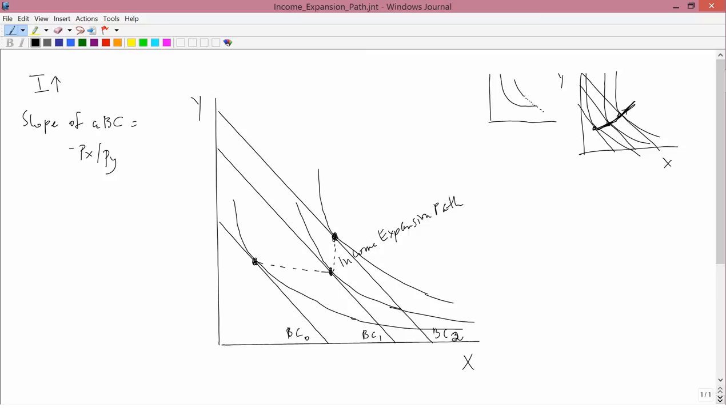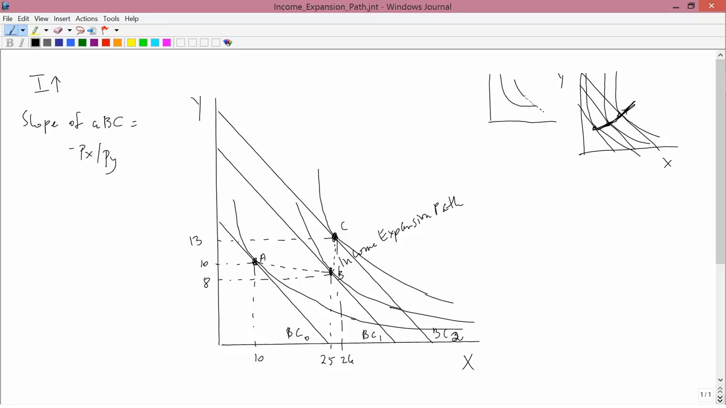There's another way we can depict how the consumer responds to changes in income. And to illustrate that, I'm going to put numbers on these points. On BC naught, let's call this point A, let's assume that the first coordinate is 10 and the second coordinate is, let's say, also 10. For the second point B, let's say that its x coordinate is 25 and its y coordinate is 8. And for the last point C, let's say its x coordinate is 26 and its y coordinate is 13.